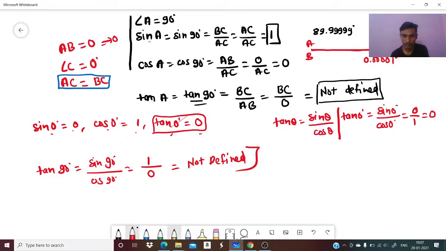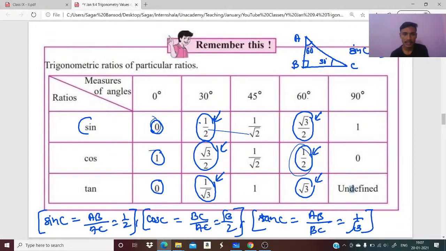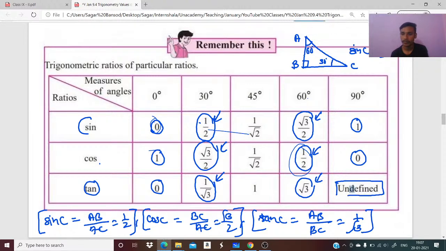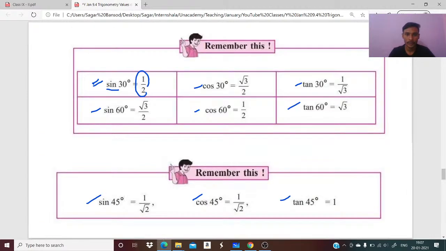not defined. So sine of 90 degree is 1, cos of 90 degree is 0, and tan of 90 degree is undefined. In this way we have found the trigonometric values of 0 degree, 30 degree, 45 degree, 60 degree and 90 degree angles. And that's all I have for today.